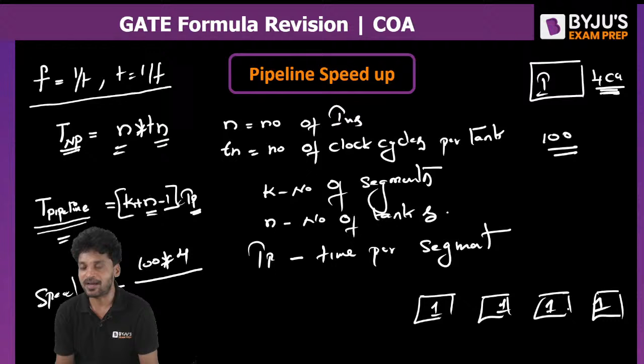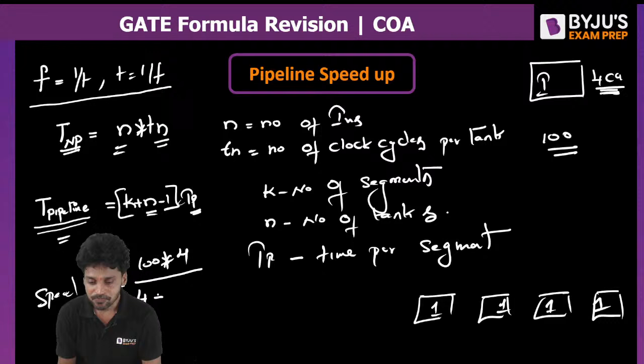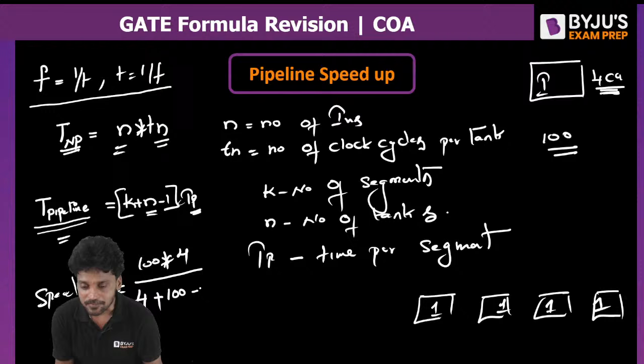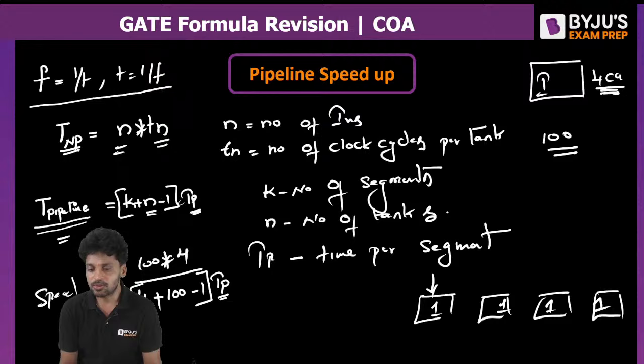But in a pipeline system, it is k plus n minus 1 into Tp. K is the number of segments, which is equal to 4. N is the number of tasks, which is 100, minus 1, into Tp. Tp is the segment delay. Each and every segment has uniform delays, so Tp is equal to 1.